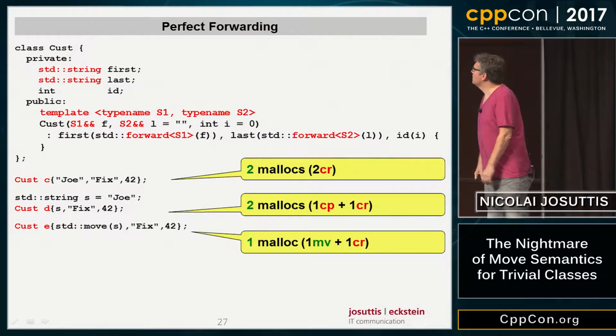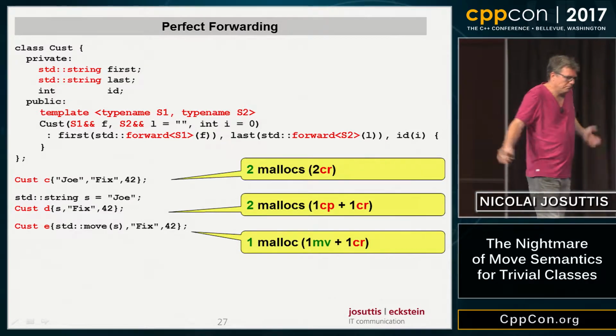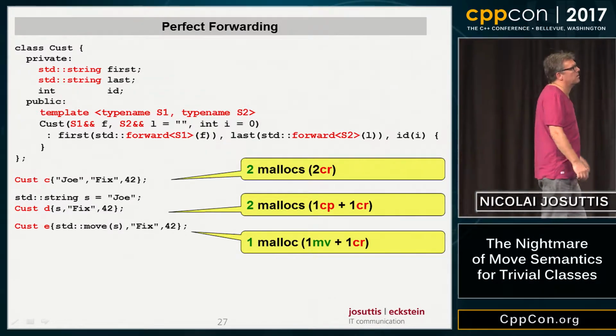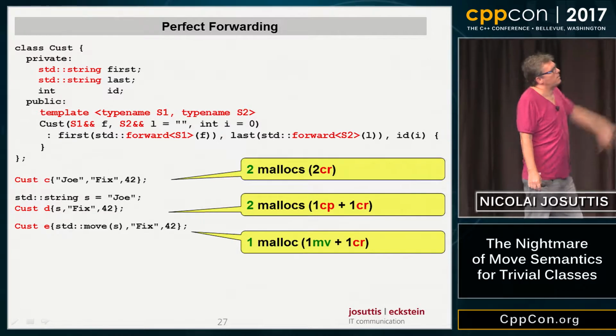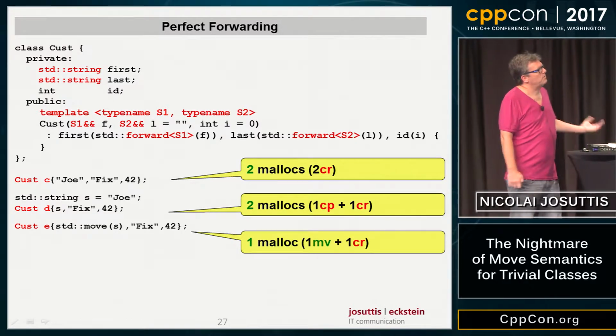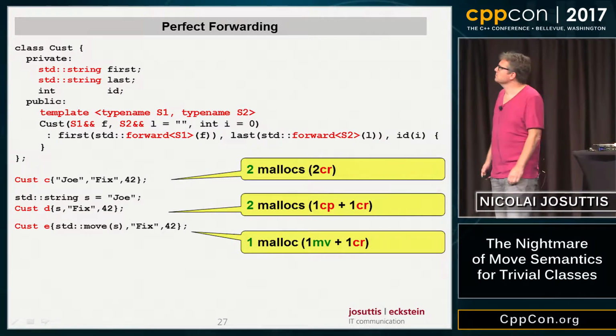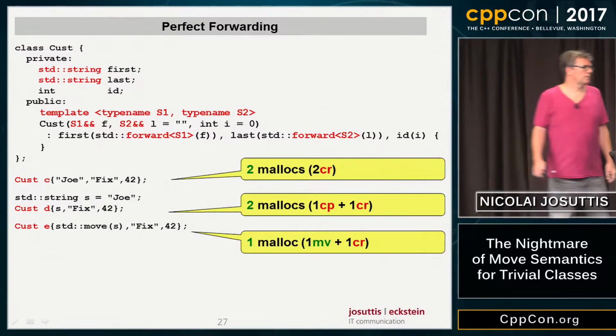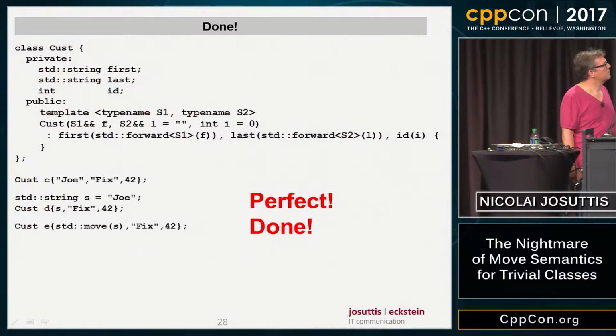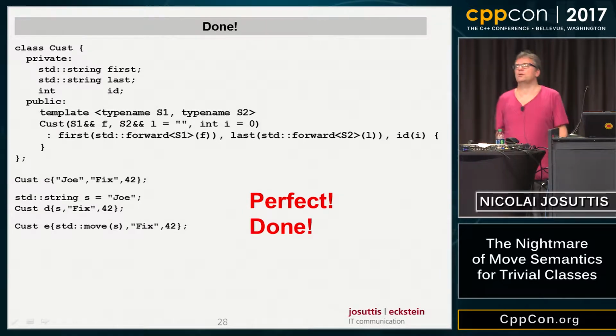And we can move, and we have what we had. We have one malloc because we move the string into first, and we create one for the temporary. Done. Thank you very much for your attention.